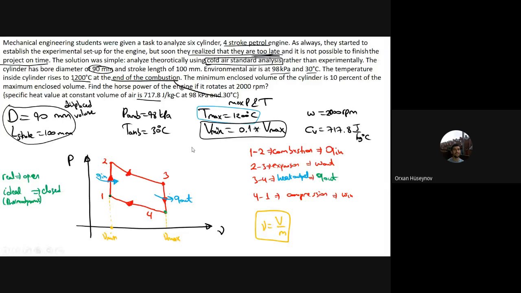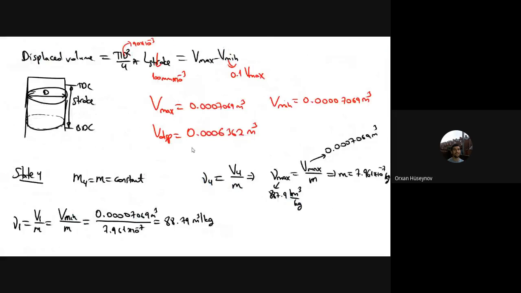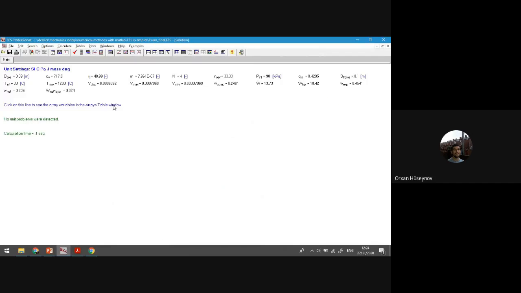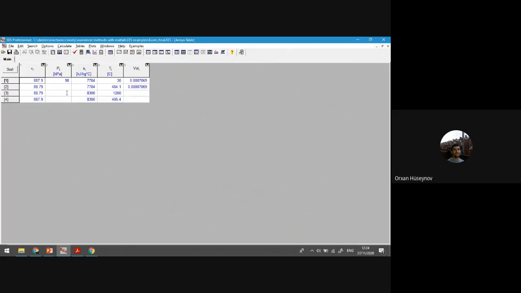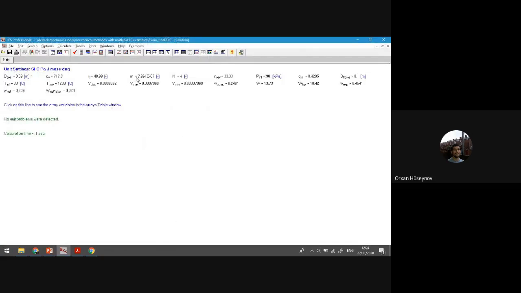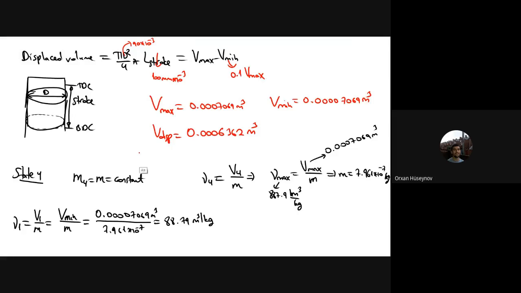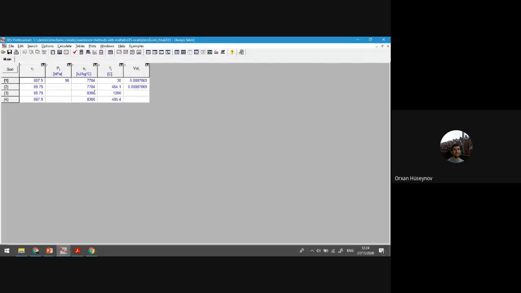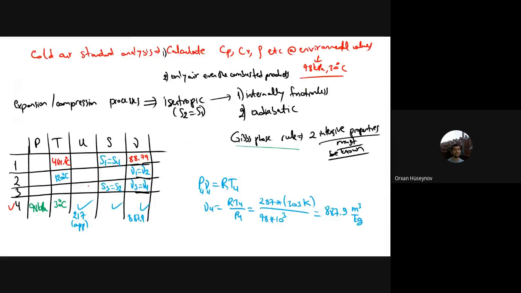Let me correct the volume values here. The pressure is okay. There's no problem with nu, and the mass value is okay. Displaced volume, everything is okay. Good. Now the temperature at state 1 is 464.1 degrees Celsius. I have found the values for state 1.